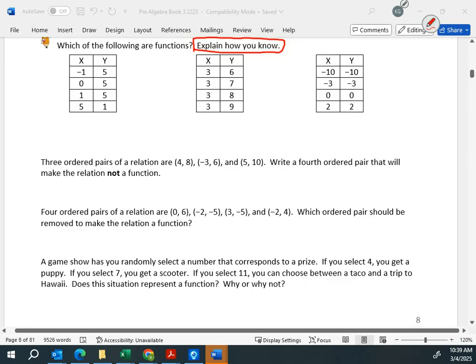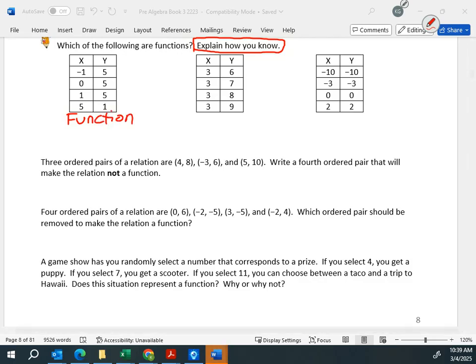What do you think, Claire? A function. How do you know it's a function, Claire? Because there are different y's and different x's. The x does not repeat. It's okay if the y's repeat, it's okay if the y's don't repeat. We're looking at the x's. That's what will tell us if it's a function or not a function. So it's a function because the x does not repeat.